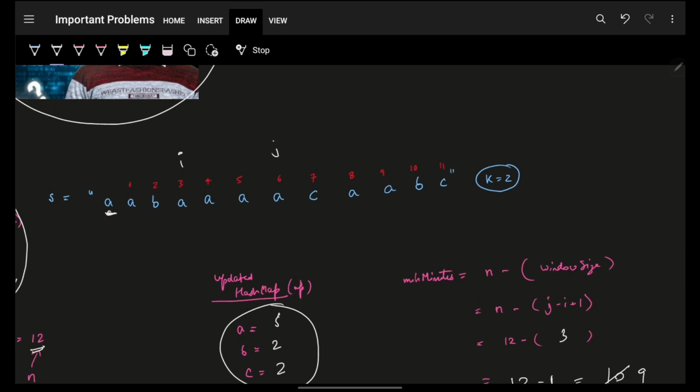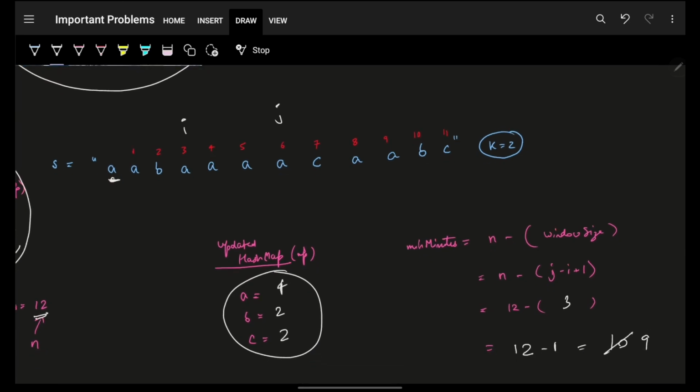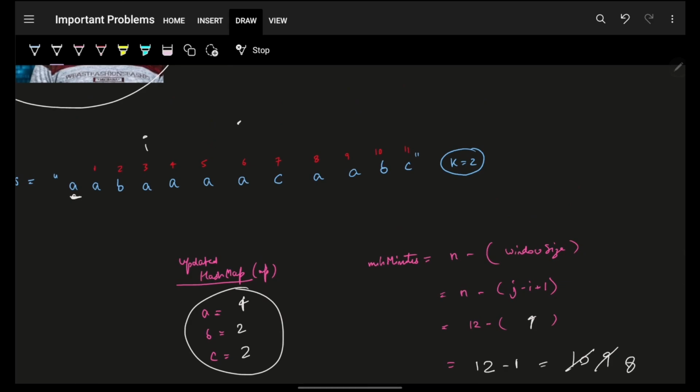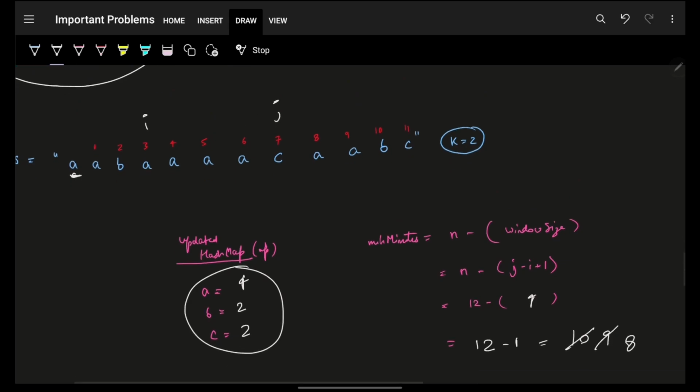Again, try to expand it. j. Yes, I can do it. Okay, length is 4. Answer minimized to 8. Again, try to expand it. j. Oh, if I do it, then it will become a 1. Oh, it is not valid, which means shrink the window. Before going, increase it. So this will become a 5. Now again, it is not valid.